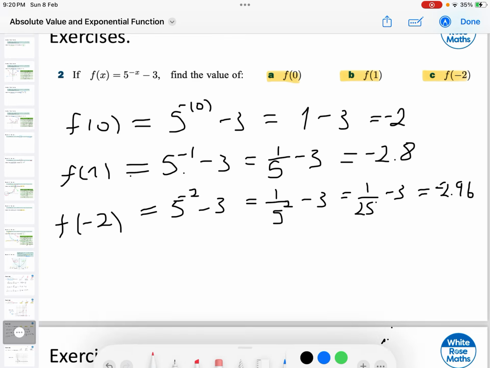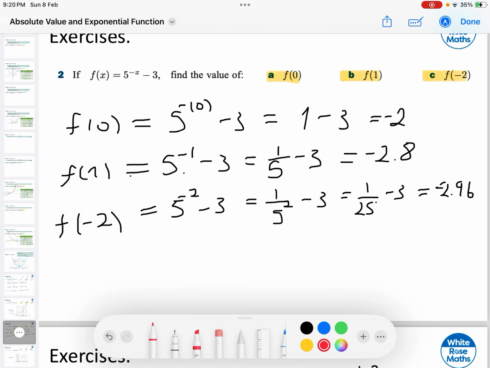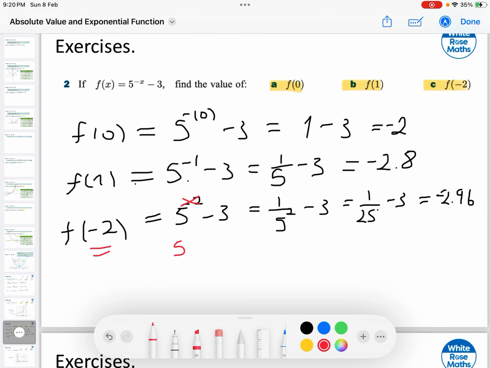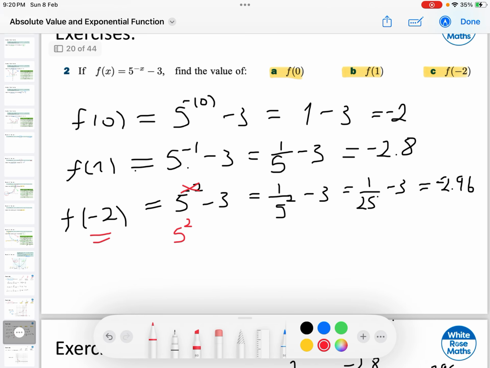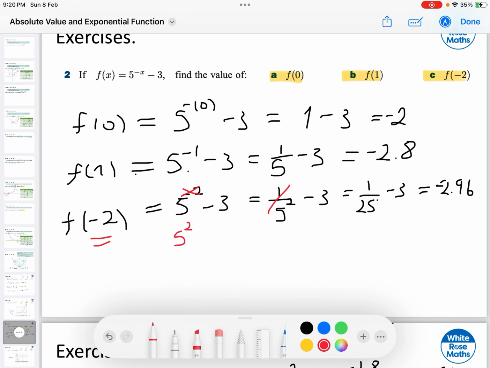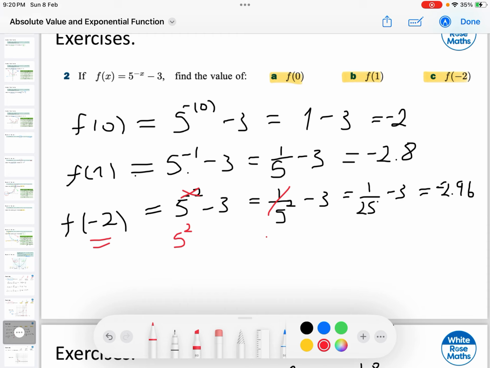Okay, I just realized that I made a small mistake here. Let's make the correction. You might have noticed the mistake that I've made. Take a look, the number I'm using here is negative. So that means that this expression over here is wrong, right? It should be 5 with a power 2. So that means that this should be 25. I'm sorry for the mistake.